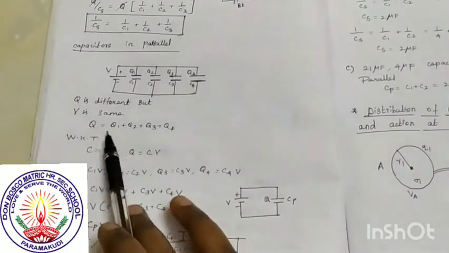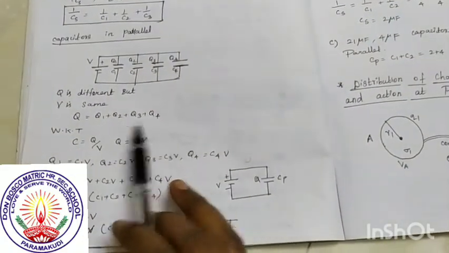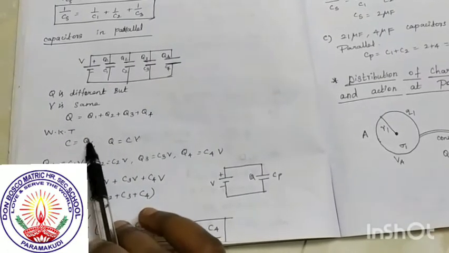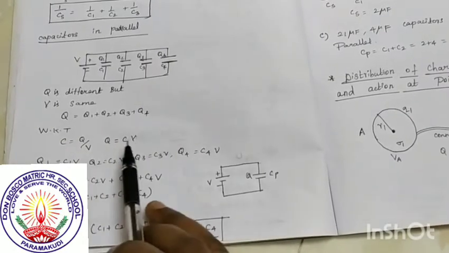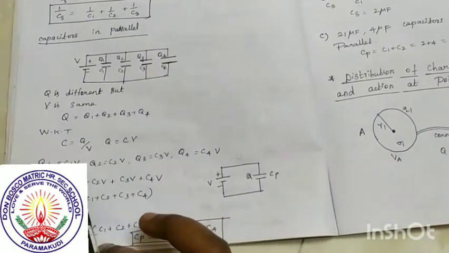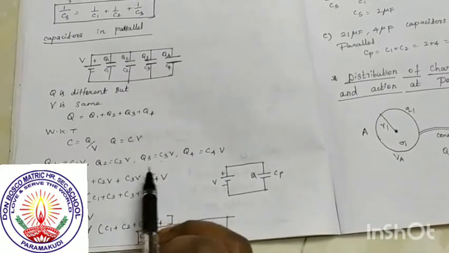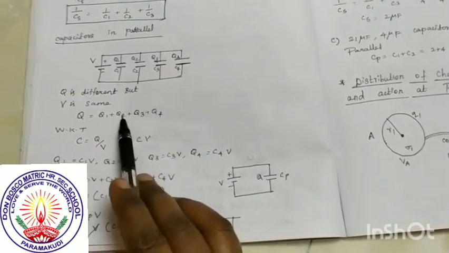So what is the equation? Q is equal to Q1 plus Q2 plus Q3 plus Q4. Already we know that capacitance C is equal to Q by V, and Q is equal to C into V. So we consider C1, C2, C3, C4. We have to substitute the values of Q1, Q2, Q3, Q4 in this equation.